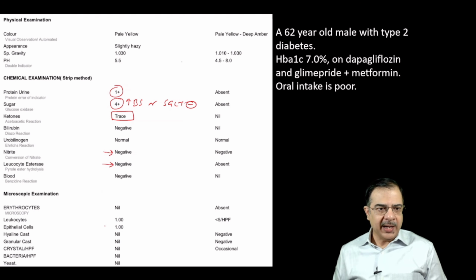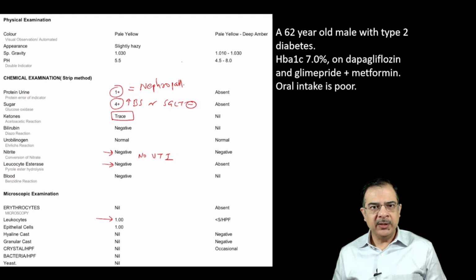nitrate negative, and the leukocytes are normal. So that means there is no UTI from these findings. So what are the causes of this? Proteinuria can be due to nephropathy, maybe a diabetes nephropathy. This 4 plus can be because of SGLT inhibitor or high blood sugar level.